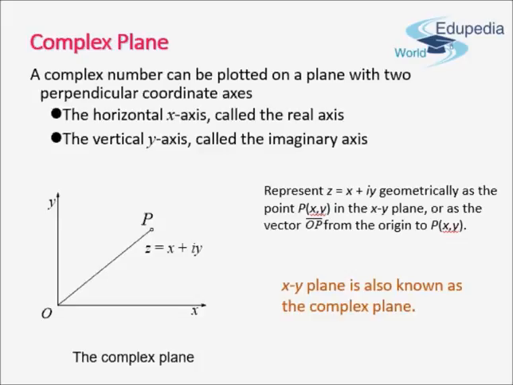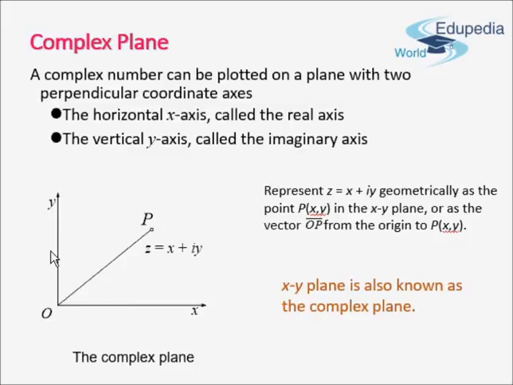Then we went on to study the complex plane, which is also known as the Argand diagram. The difference between a complex plane and a normal plane is that the complex plane has two axes, the real and the imaginary axis, rather than the x and the y. The x-axis that we normally know, the horizontal axis, holds the real part, and the y-axis that we normally know holds the imaginary part.